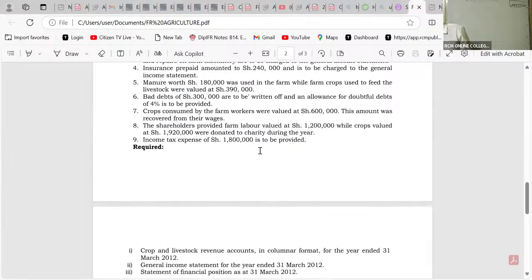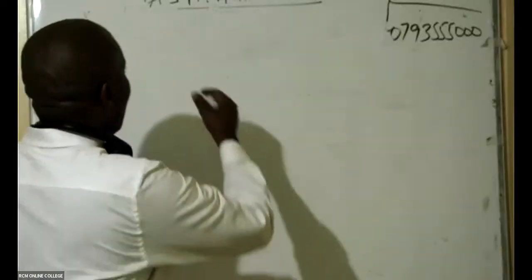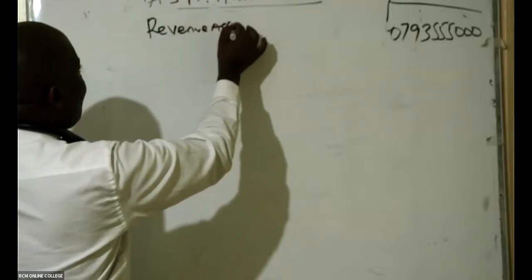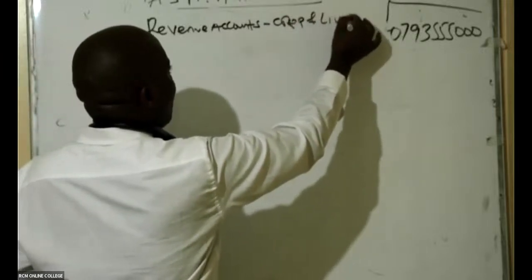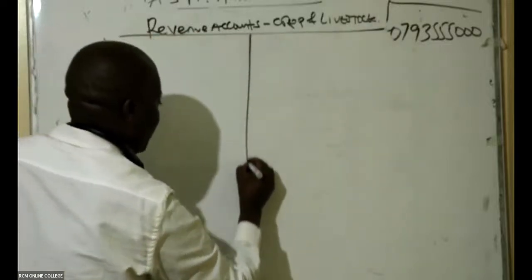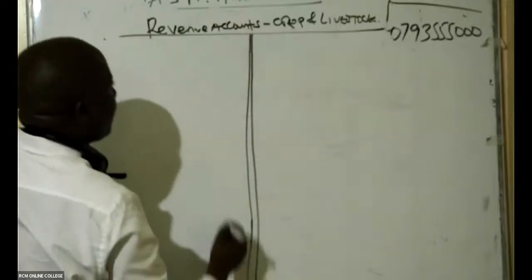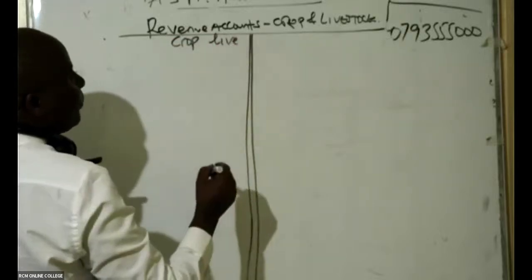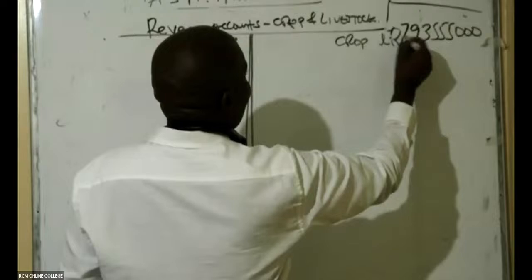So crop and livestock revenue accounts. This is what I will do. I will write here: revenue accounts, crop and livestock. So we have here crop, we have here livestock.